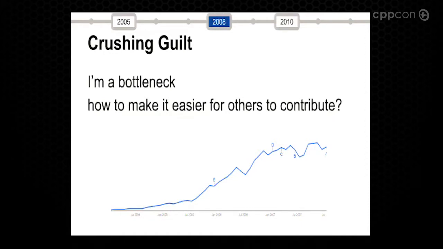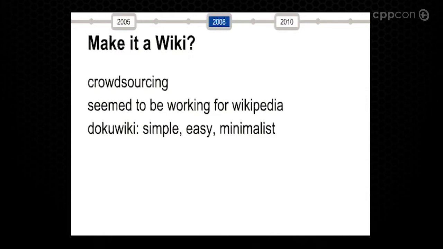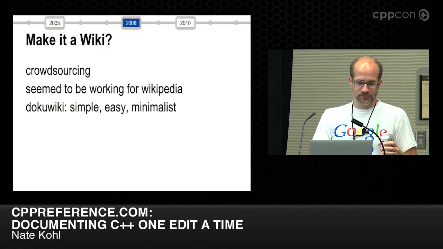So what you see here is a graph of the popularity of the term wiki or Wikipedia over time. This font is incredibly tiny, but this is around 2008, and this is 2004. So by the time 2008 rolled around, this is kind of when Wikipedia was really starting to get lots of popular press and attention throughout the world. So it seemed like a natural answer to the question of how I can make it easier for others to contribute was to make this into a wiki. So yeah, crowdsourcing. That was the exciting verb, I think, at the time that everyone used. It seemed to be working for Wikipedia.